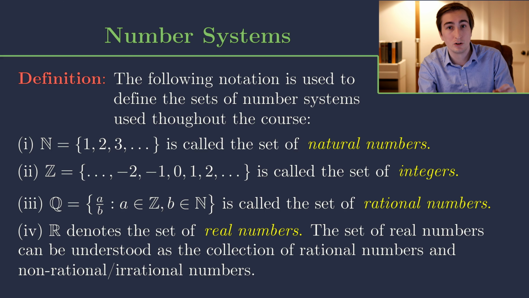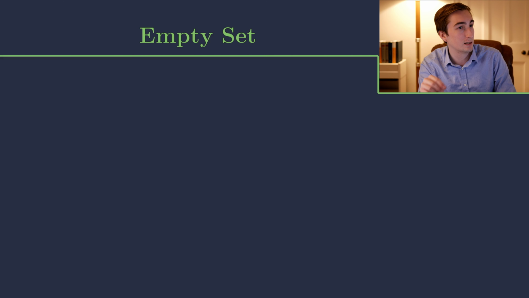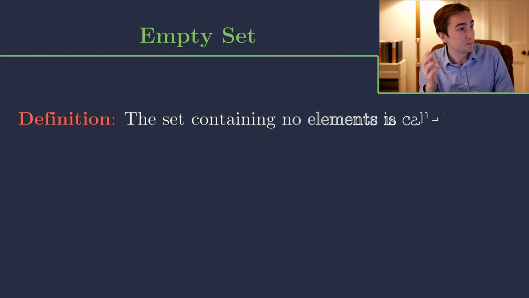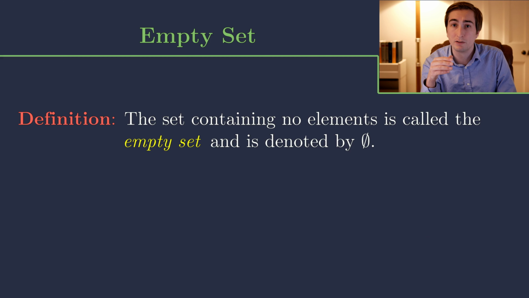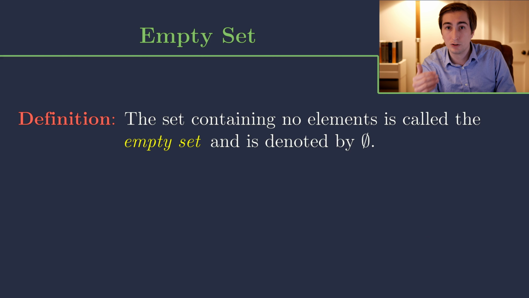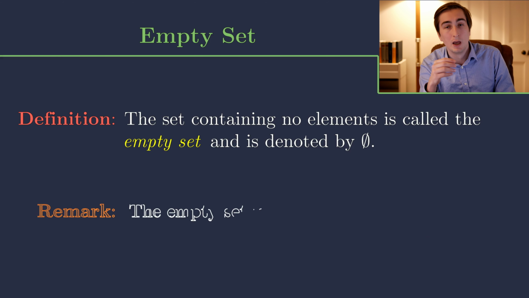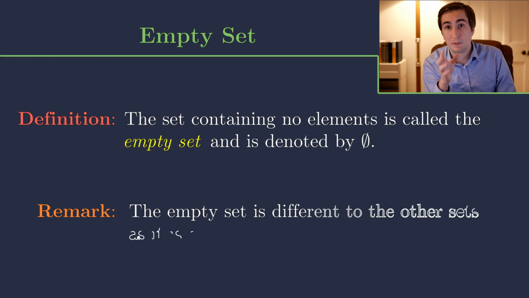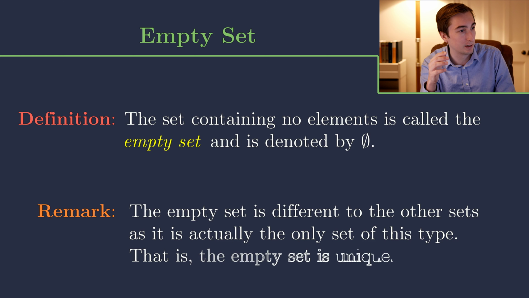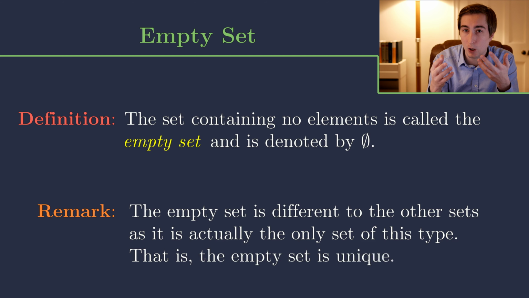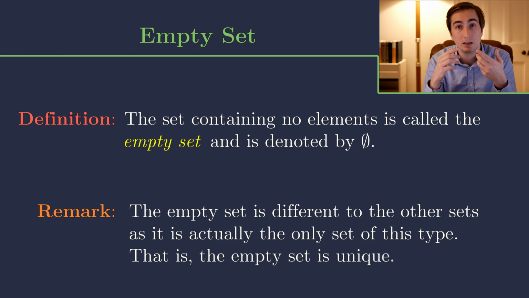So the next thing to consider is another type of special set that you may have seen in the previous part, which is known as the empty set. Now, the empty set, as you might expect, is simply the set that contains no elements, and we denote it by this zero with a line through it. Unlike the other sets, the empty set is rather special. You might think it's boring because it's empty, but in fact it's unique. It's the only set of its type that contains nothing. It contains no elements.